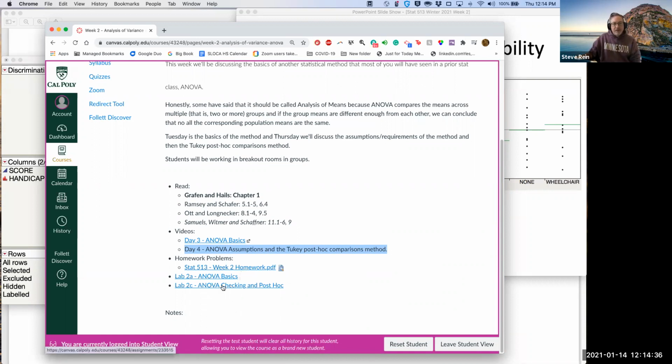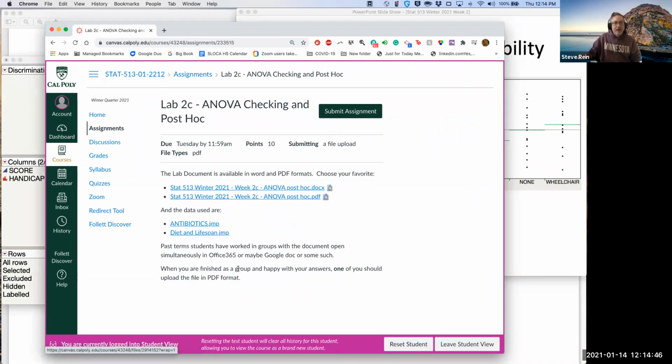And the lab for the day today, if I were clicking my way into that, you could see it. Okay, well, it's there. Okay, good. So you'll probably be using the docs version. That's what most students seem to be using. But if you like PDF, that's fine too. And then 2 different data sets, antibiotics, and then the diet and lifespan. Did any of you download those already?